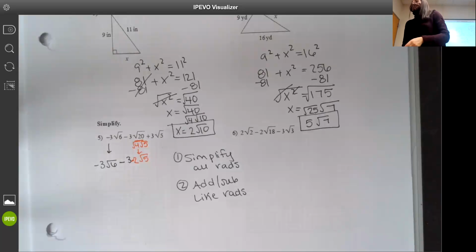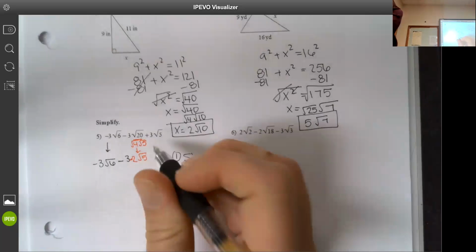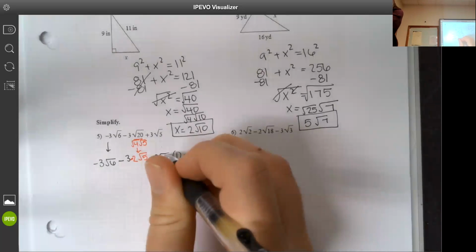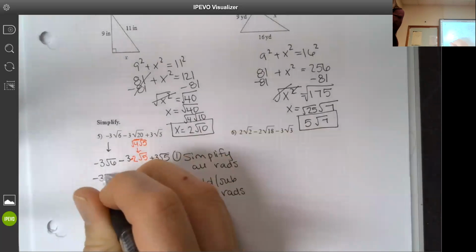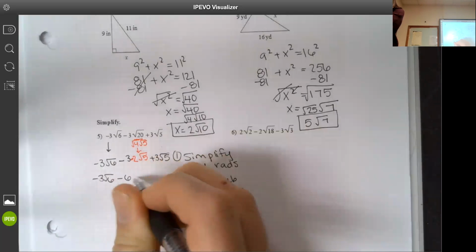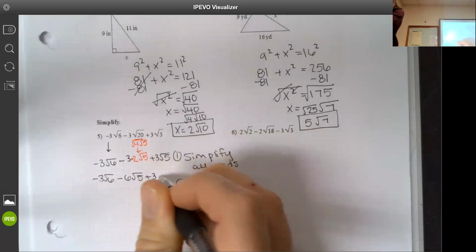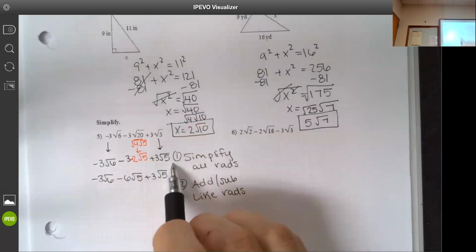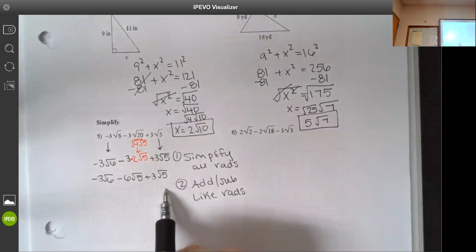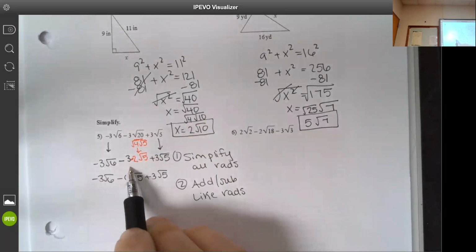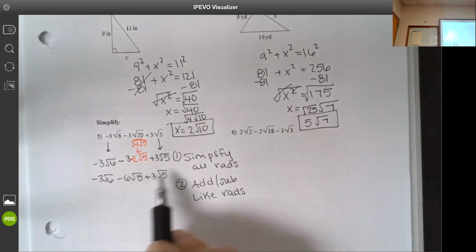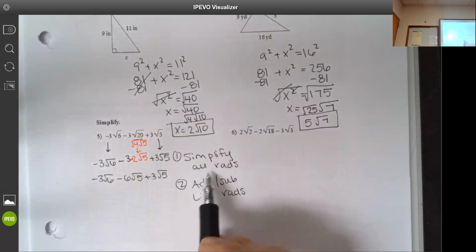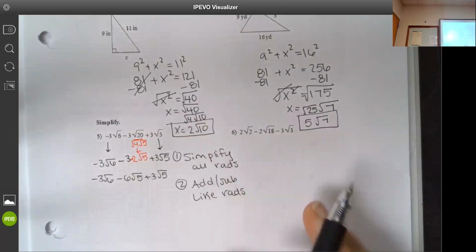Okay. And then I have plus 3 rad 5 and negative 3 rad 6. Subtract 6 rad 5. Plus 3 rad 5. I can't simplify this one at all. There's no perfect square that goes into rad 5. And all I did when I rewrote this is multiply that negative 3 and 2 together. So now that's all step 1. So I simplified the rad that I could. And now I can only add or subtract like rads.